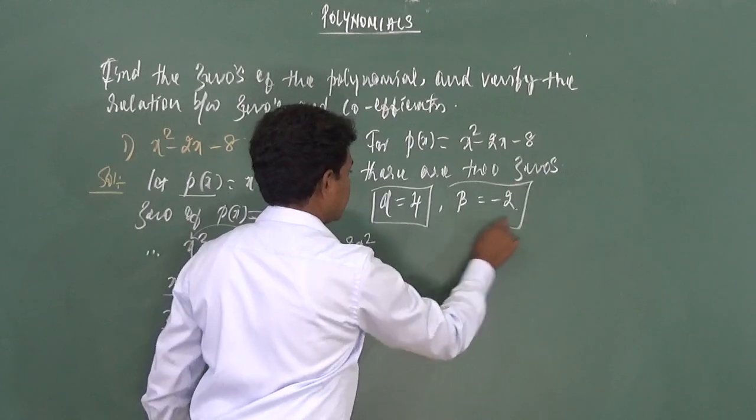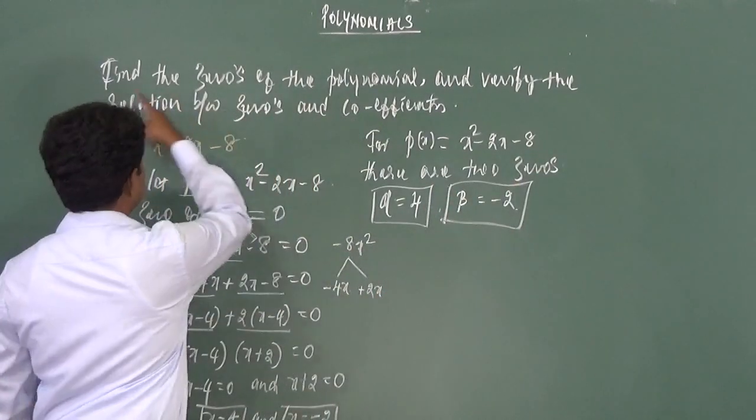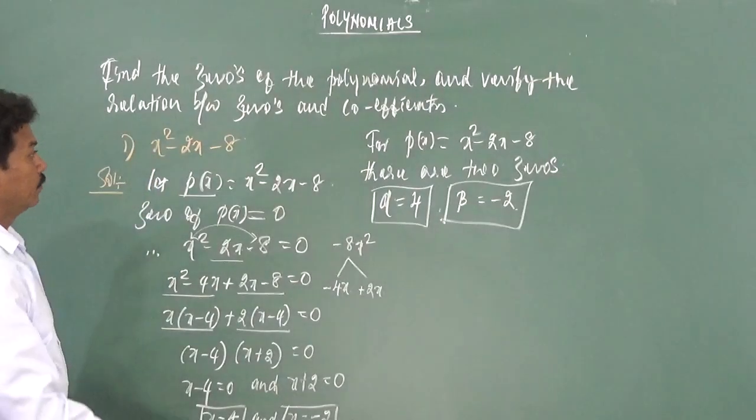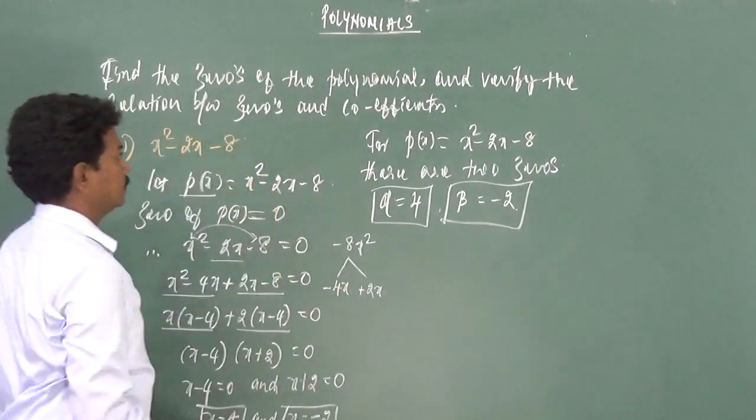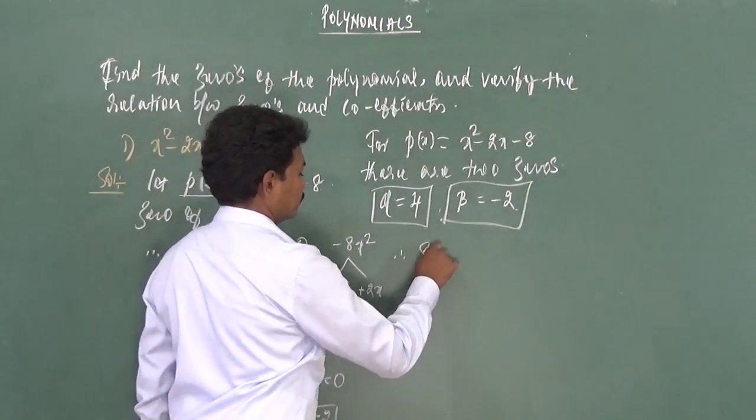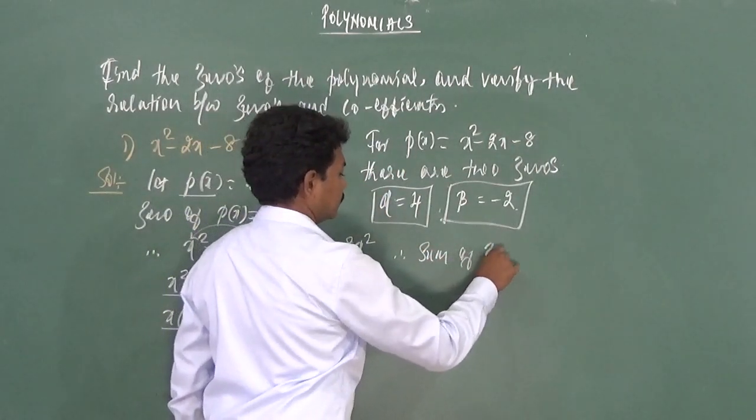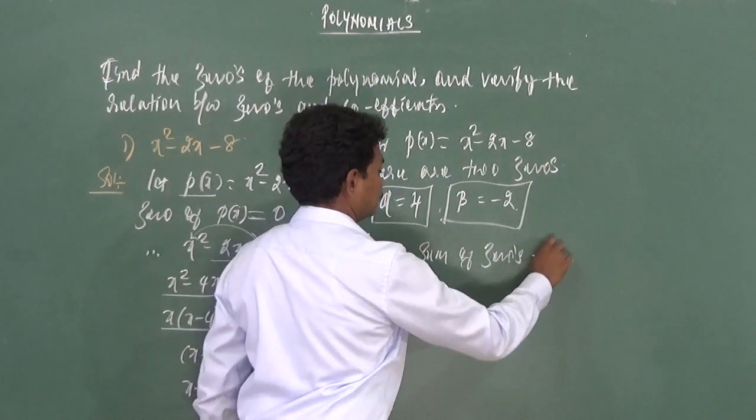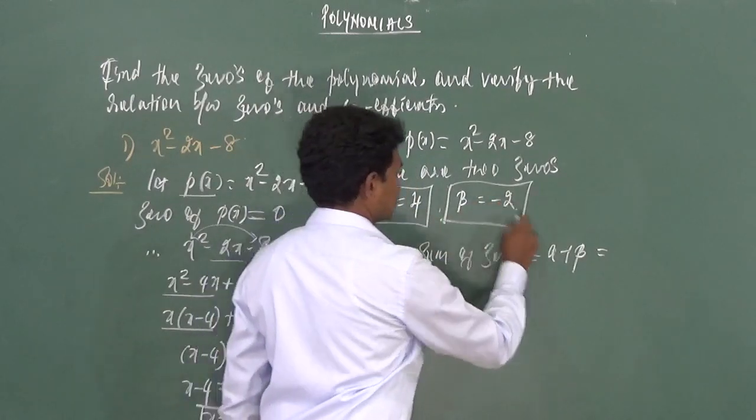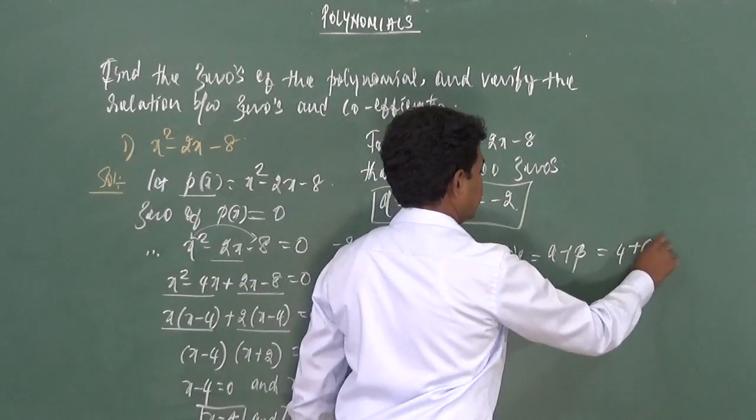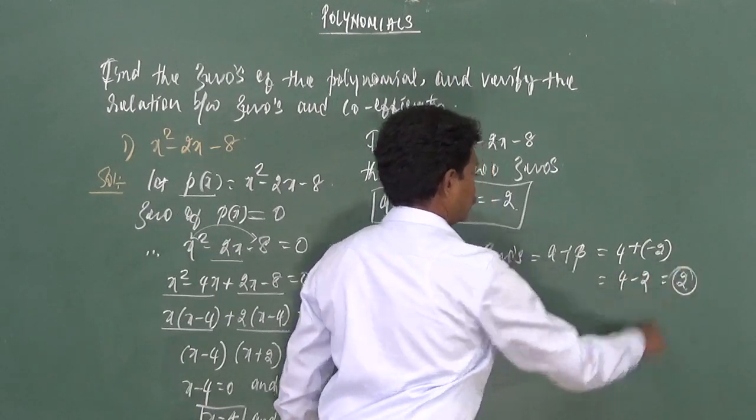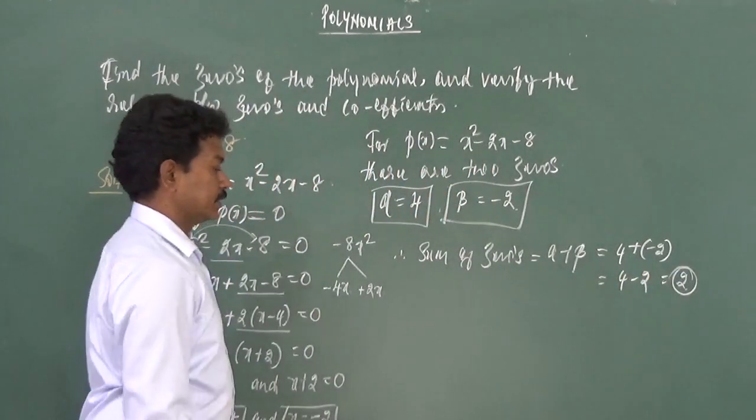So we have answered the first question successfully. Find the zeros of the polynomial, we have found out. So now we have to verify the relation between the zeros and their coefficients. Therefore, the sum of zeros is equal to alpha plus beta, that is 4 plus of minus 2. So that comes 4 minus 2, which is equal to 2. So we have got the sum of zeros as 2.